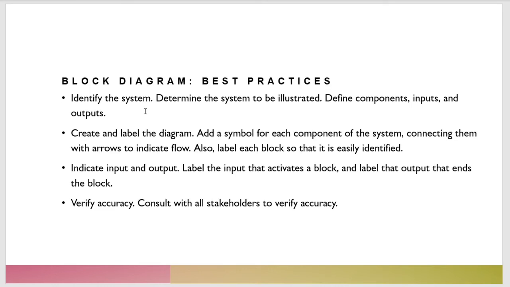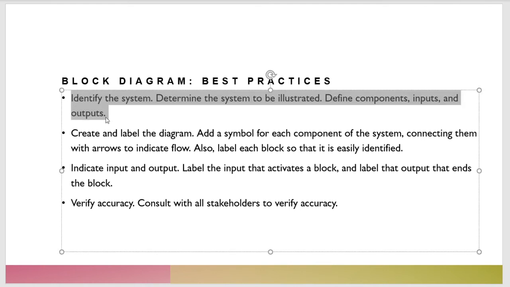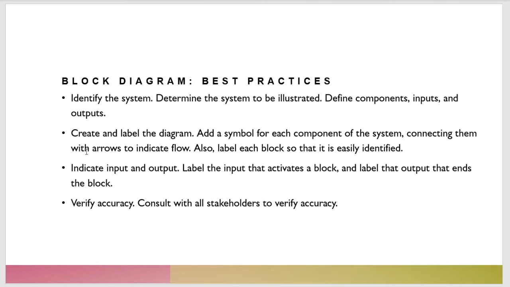So for the best practices in a block diagram, we should identify first the system. What system are we going to build? For example, the scoreboard. Now, let's create and label the diagram. So you add a symbol for each component of the system. So of course, what components? You identify them. So in identifying, you already know the inputs and the outputs of the system. And then you create and label the diagram.